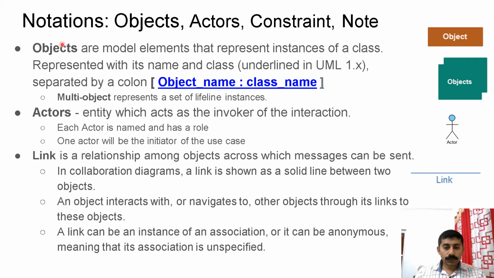Let us learn the notations used to create a collaboration diagram. The first notation is the object. Objects are model elements that represent an instance of a class, represented with its name and class. The syntax is something like: in a rectangle you will represent the object, and within that you will give the object name. The name string will look like object name colon class name. This is the syntax to give the object name. In earlier versions before UML 2.0, this name used to be underlined. From 2.0 onwards, there is no need to underline the object name.